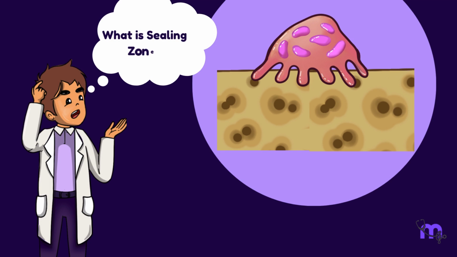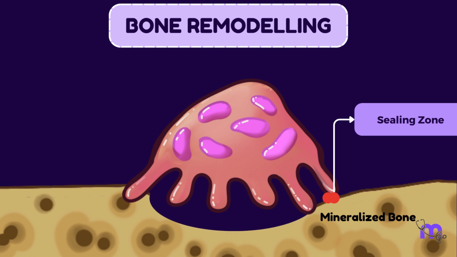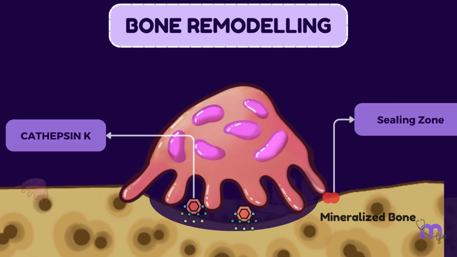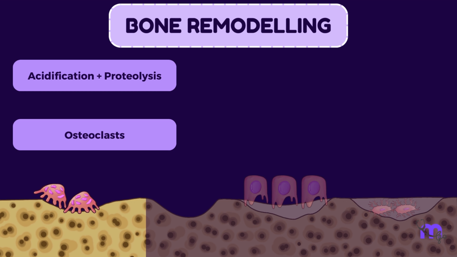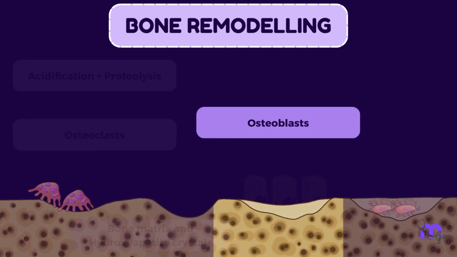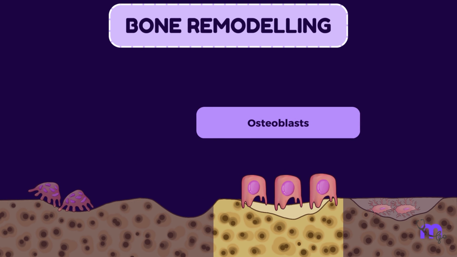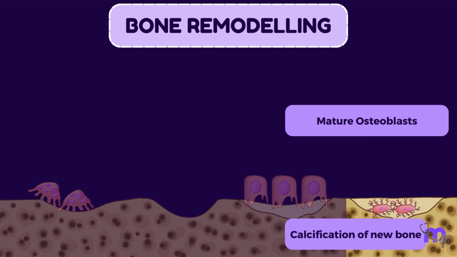What is the sealing zone, you ask? This is the area of attachment of the osteoclast to the mineralized bone, where resorption takes place by enzymes like cathepsin K. Osteoclasts resorb bone by acidification and proteolysis of the bone matrix and hydroxyapatite crystals. Osteoblasts migrate to the site of resorption and lay down new bone matrix, which then matures and calcifies into new bone. We hope you have understood the process of bone remodeling.